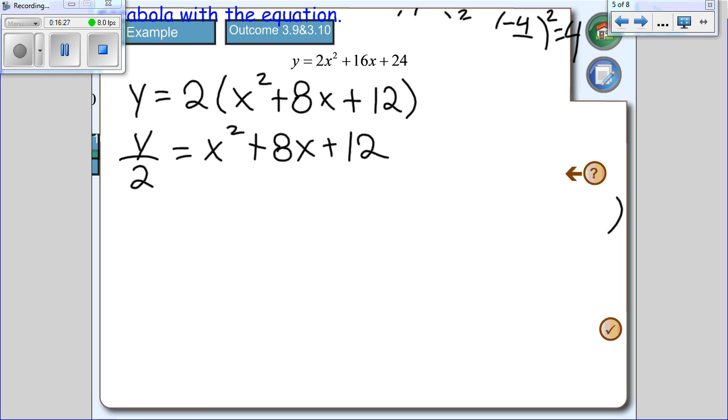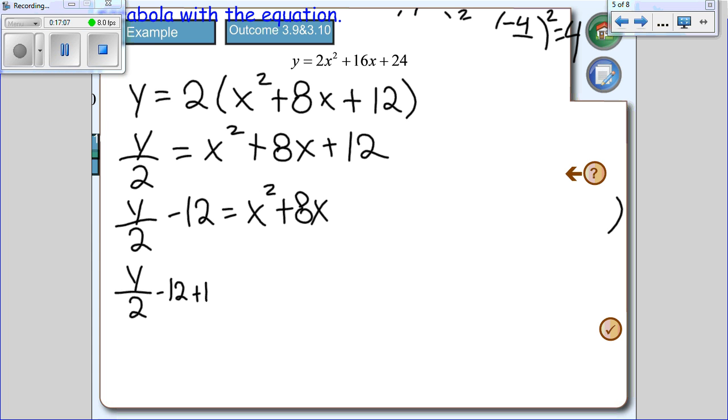Okay. Move your C value that doesn't work to the other side. So it's y divided by 2 minus 12 is equal to x squared plus 8x. Add your missing C value to both sides. Your C value is 8 divided by 2 squared, which is 16. So it's going to be y over 2 minus 12 plus 16 is equal to x squared plus 8x plus 16.